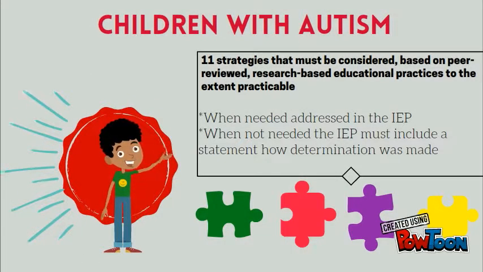Children with autism: 11 strategies must be considered based on peer-reviewed, research-based educational practices to the extent practicable. When needed, they are addressed in the IEP. When not needed, the IEP must include a statement of how the determination was made.